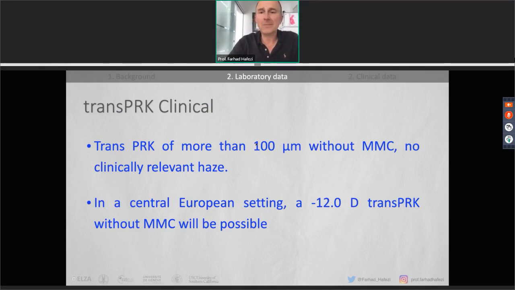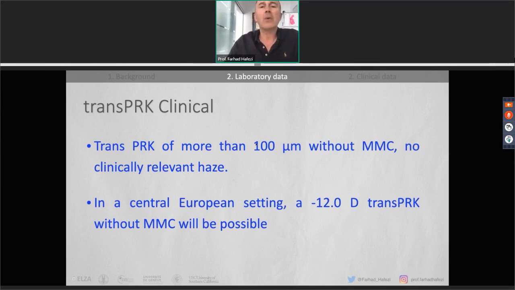Now, let's put this into perspective. We have now performed in Switzerland on Swiss patients trans-PRKs up to -12 in a 6.5 millimeter zone, and that's more than 140 microns of ablation without mitomycin. Now, if I look at our friends in Oman, they start using mitomycin, starting a correction of 1 diopter of myopic sphere.